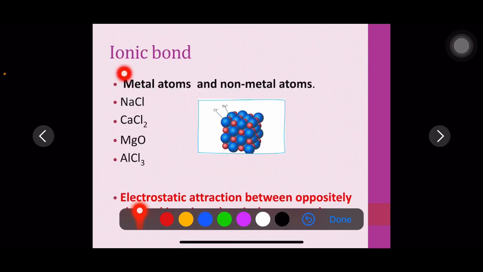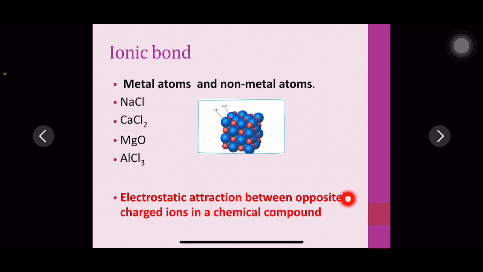What kind of bonding is ionic bonding? Ionic bonding exists between metal and non-metal. So metal atoms and non-metal atoms, this kind of bonding is called ionic bond. Some examples are sodium chloride, calcium chloride, magnesium oxide, aluminium chloride.